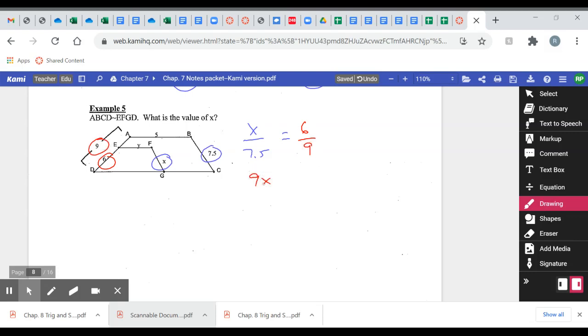And if I cross multiply, I get 9x is equal to 6 times 7.5, which is 45. And I go ahead and divide by 9 on both sides. I am left with x is equal to 5. And that's all it's asking for on that one.